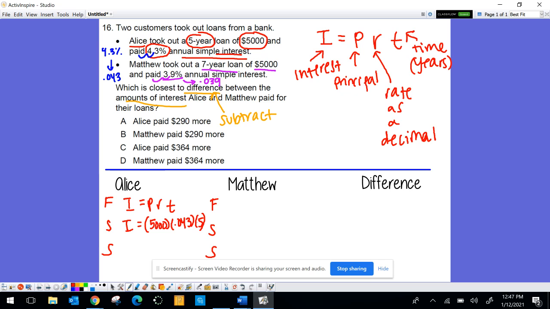Type that into your calculator. Again, it's just 5,000 times 0.043 times the 5 years. So the interest is $1,075.